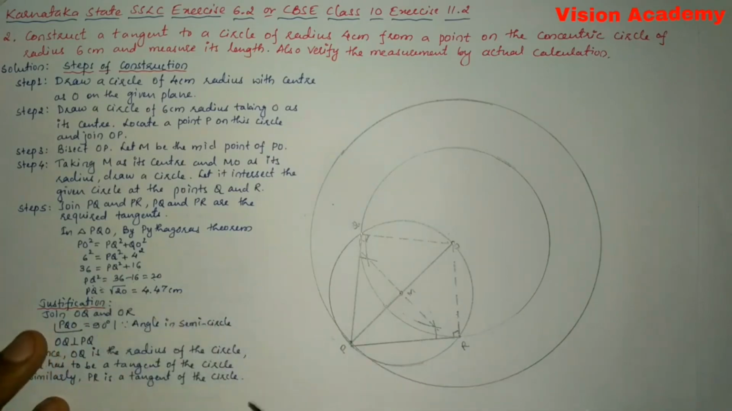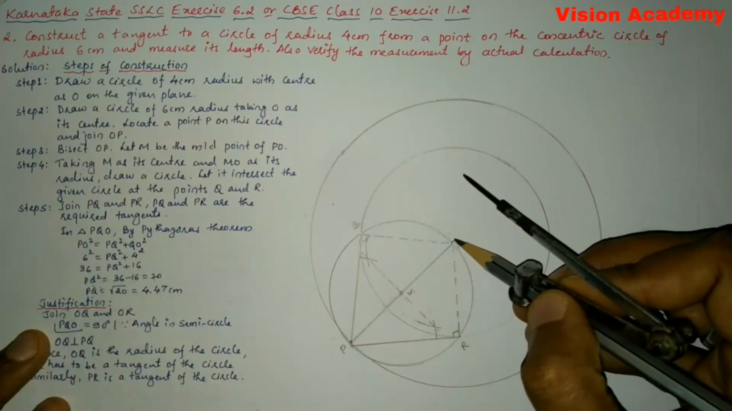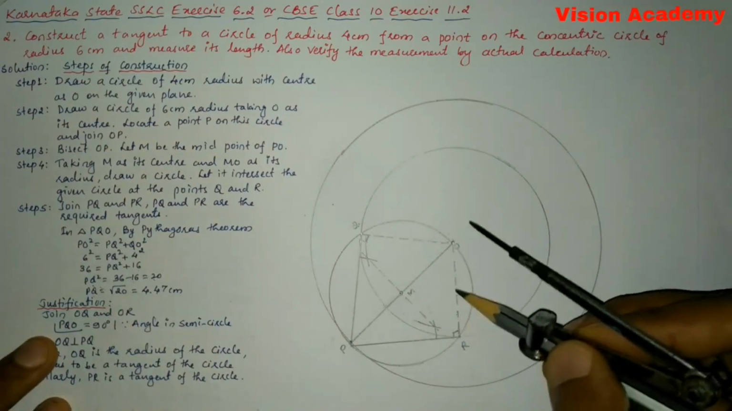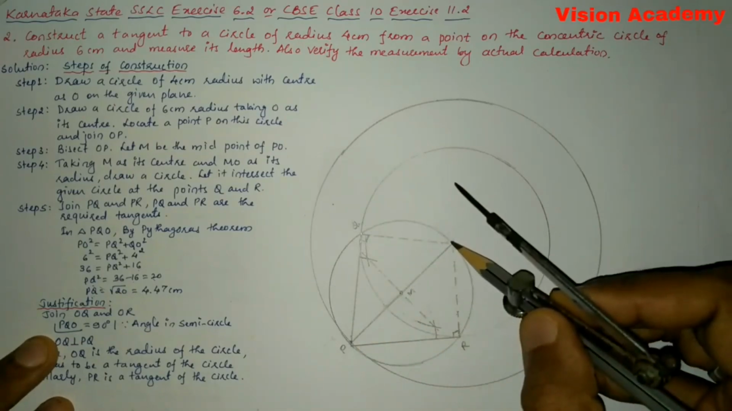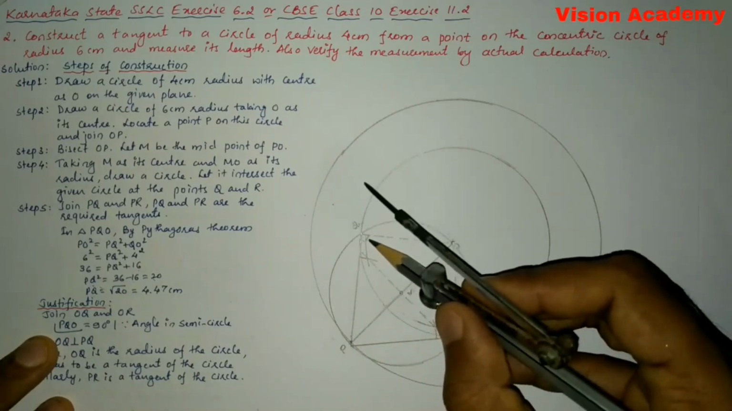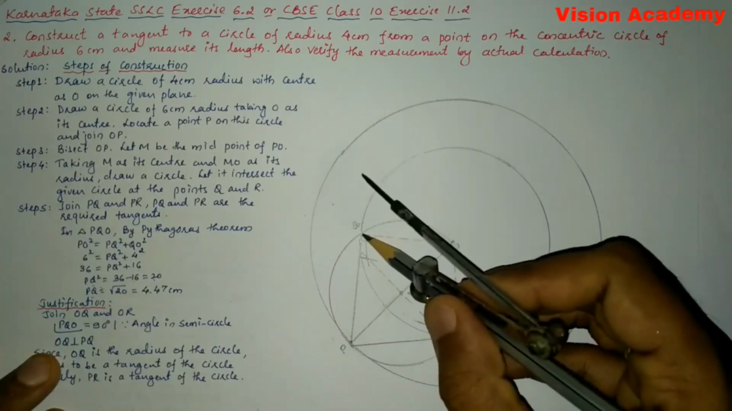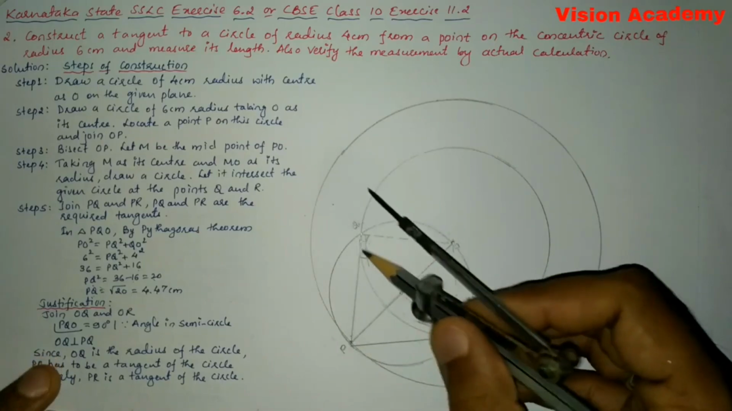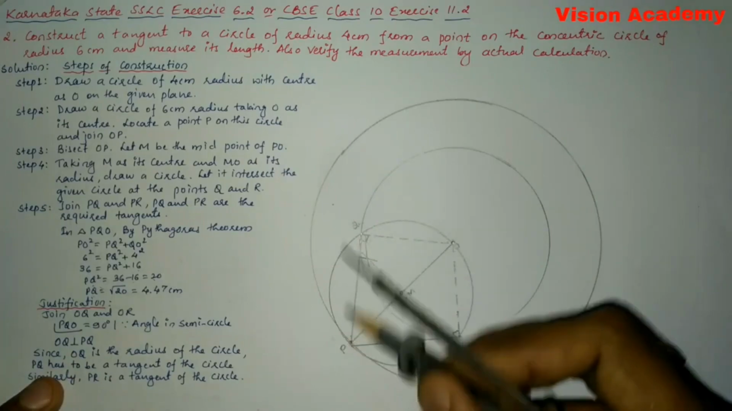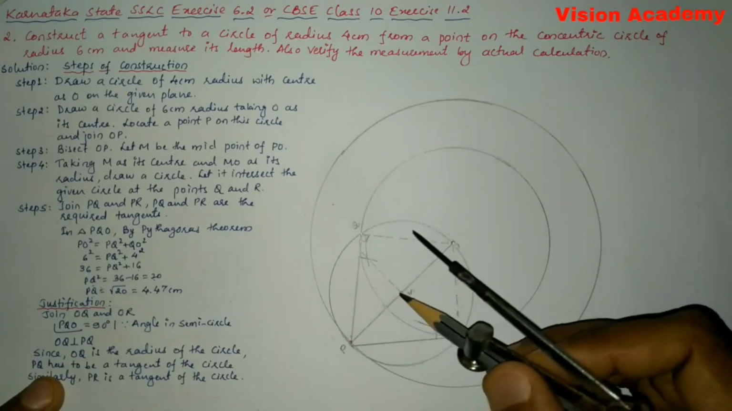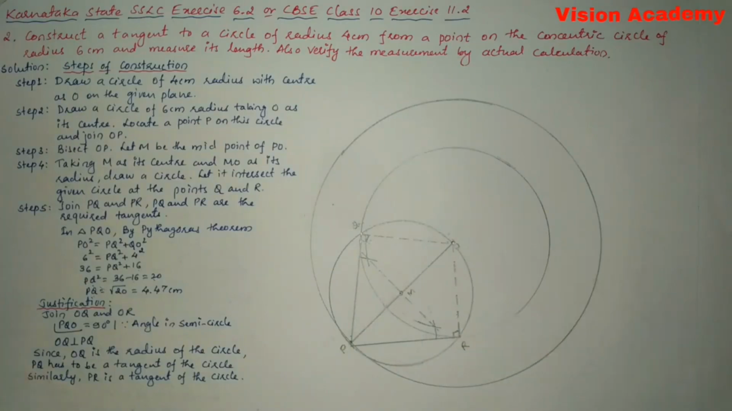Now let us move on to justification. Join OQ and OR. So here already we have joined OQ and OR. So here angle PQO is equal to 90 degree because angle in semicircle. So here OQ is perpendicular to PQ. So since OQ is the radius of the circle, here PQ has to be a tangent of the circle. Similarly, PR is the tangent of the circle.